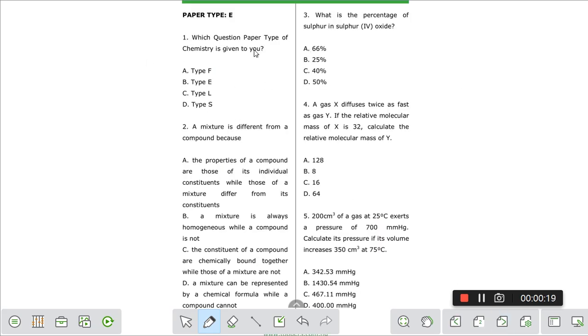They said which paper type. Those times they normally used paper, and the paper type there is paper type E. So that will be your answer. That's how they did it those times, but it's not like that again.